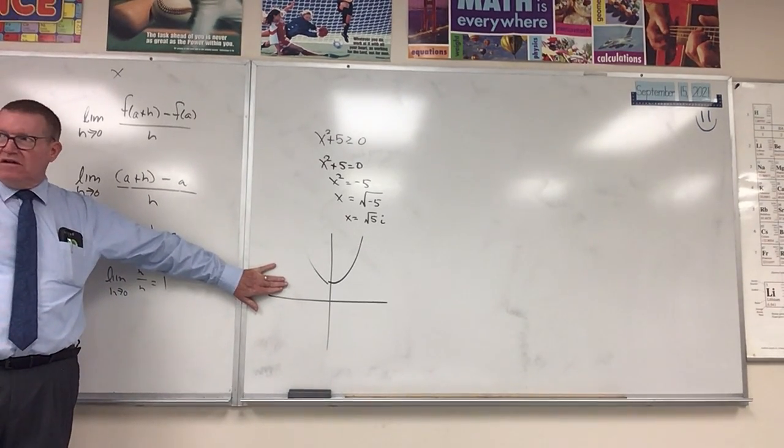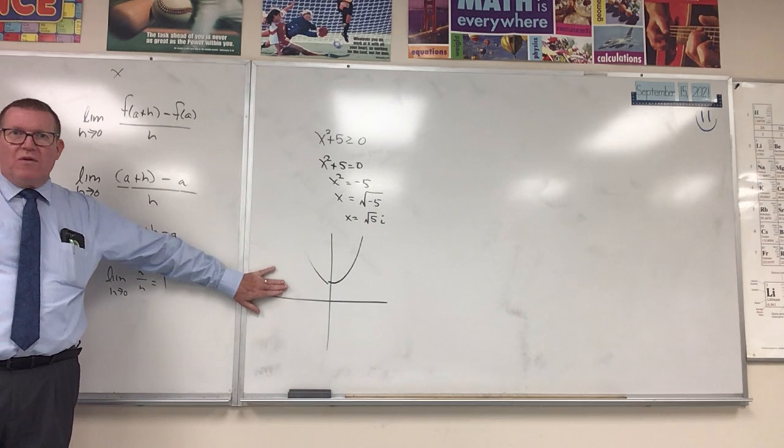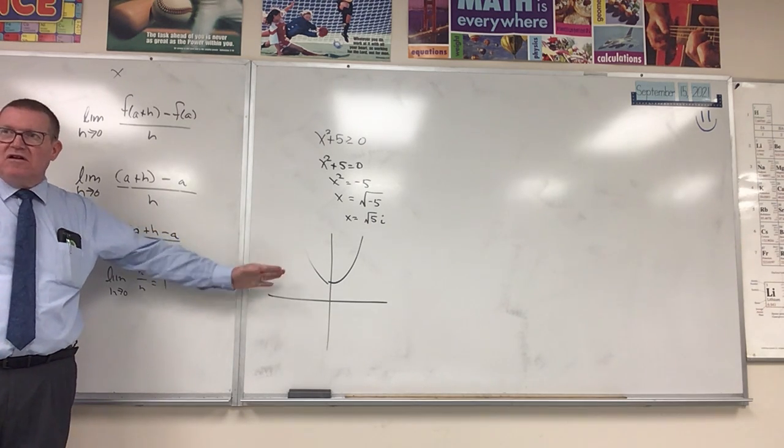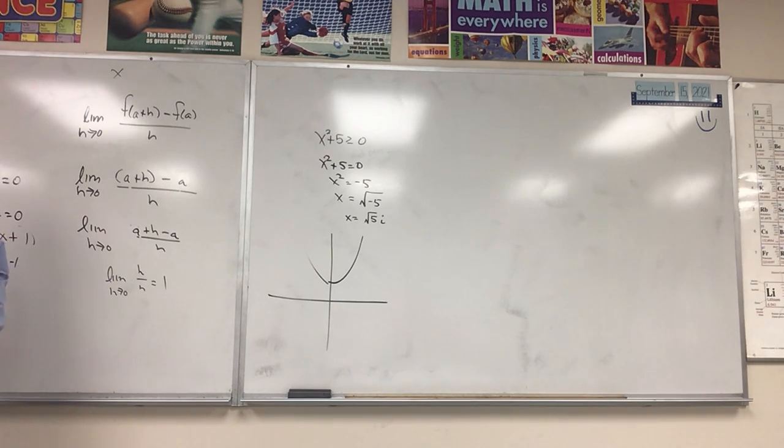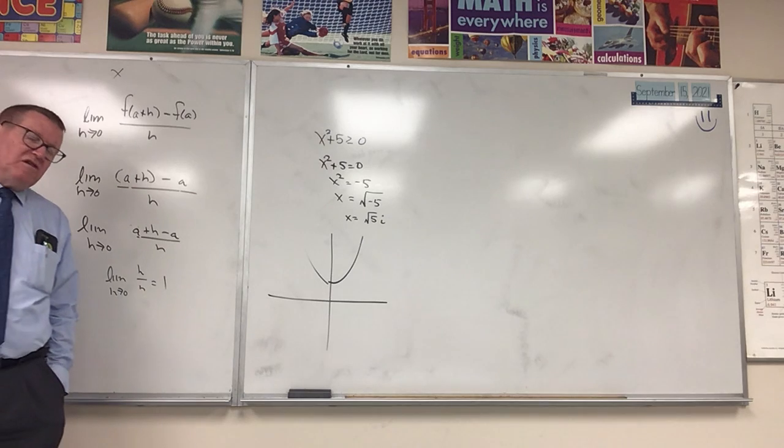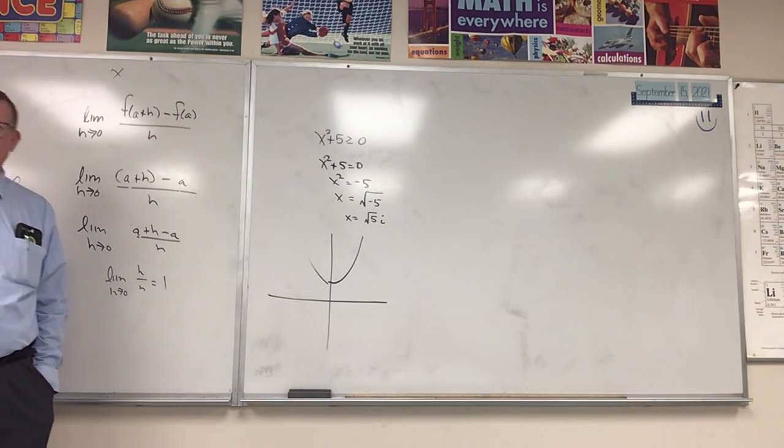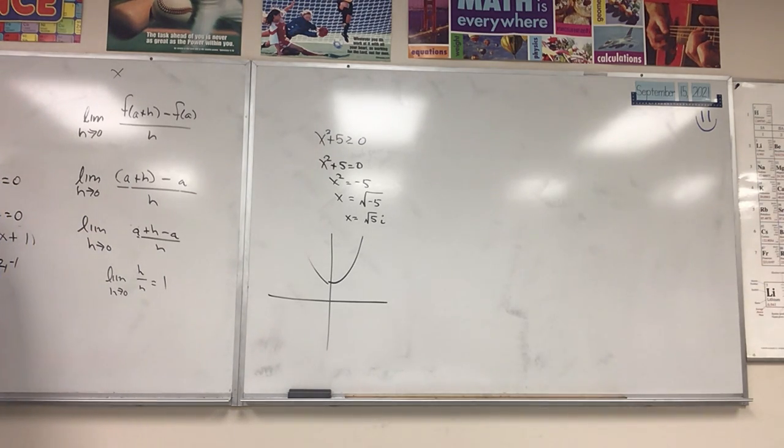Negative infinity and positive infinity. Right, all of them. It doesn't matter what x I use, the graph is always going to be greater than 0. So my answer would be negative infinity to infinity. But if it was less than, it would be no solution. Okay. Oh, got it, okay.